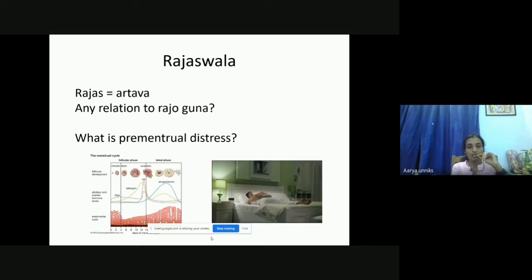Rajas is a term used synonymously with Artava. So I am asking whether there is any relation to Rajoguna. Rajaswala is the bleeding phase of the girl. So is there any relation to Rajoguna of the Manas? What is premenstrual distress? These are a few things we are starting to explore more about. Rajas is, of course, a synonym of Artava, but Rajas essentially means Rajoguna in Manas.